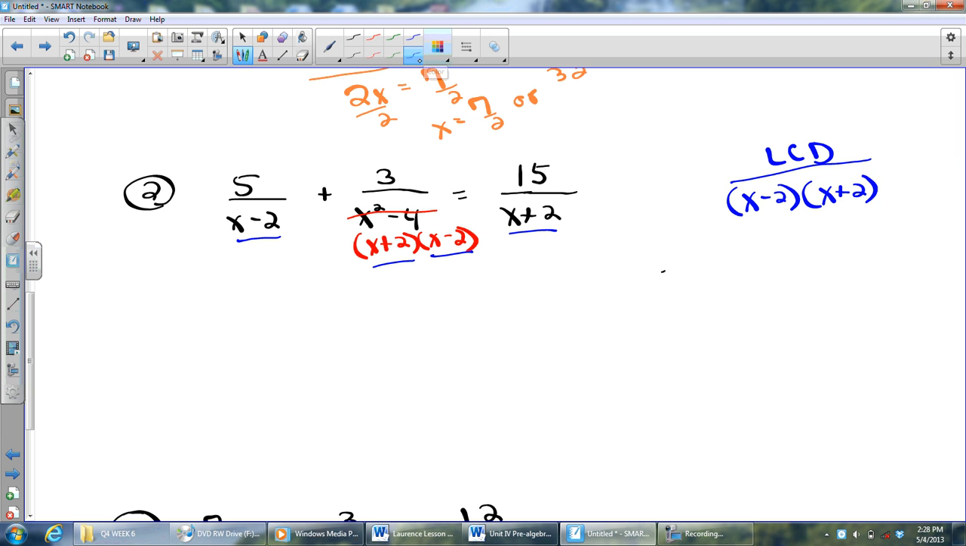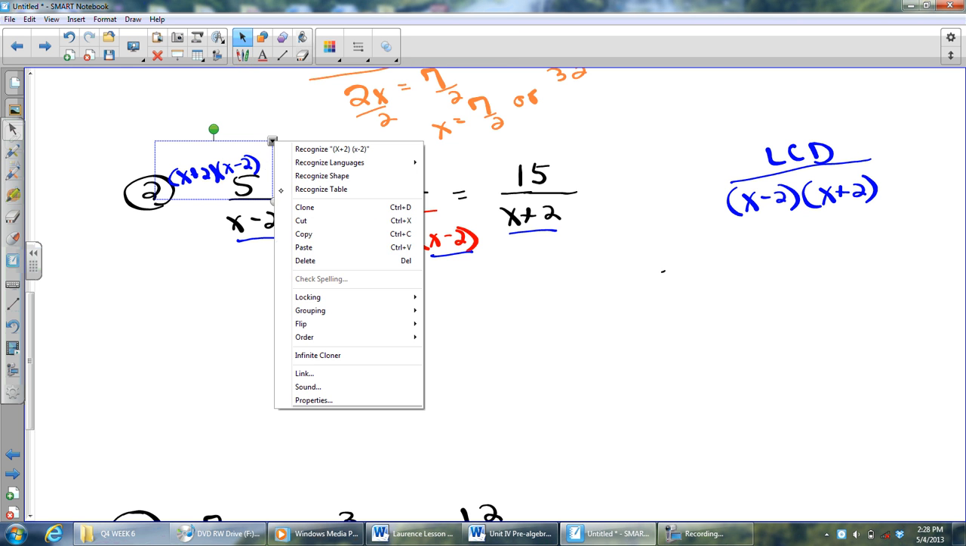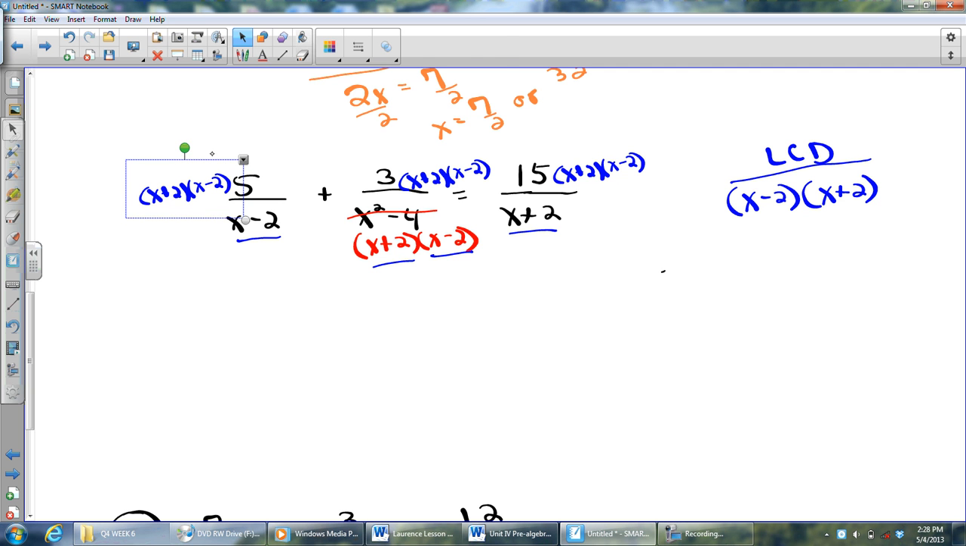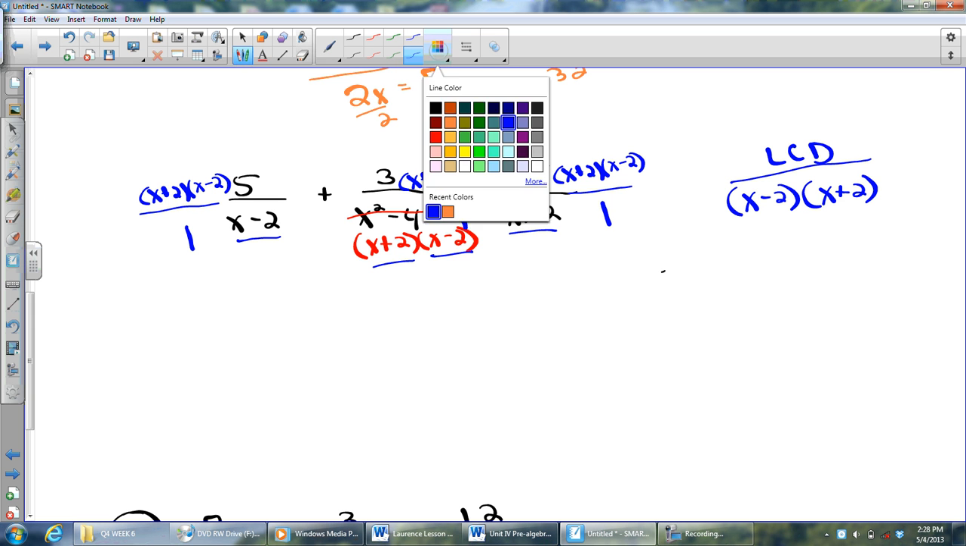Now I can go ahead and multiply by x plus 2, x minus 2. That's all in the numerator. So I'm going to take that, I'm going to clone it, because I'm going to multiply that one, and that one. And maybe I can do this. Make it look a little bit better here. Turn off that infinite cloner, and I can move them over here. And I'll put them all over 1, just so it looks a little bit better. All right, now I'm ready to do some canceling.